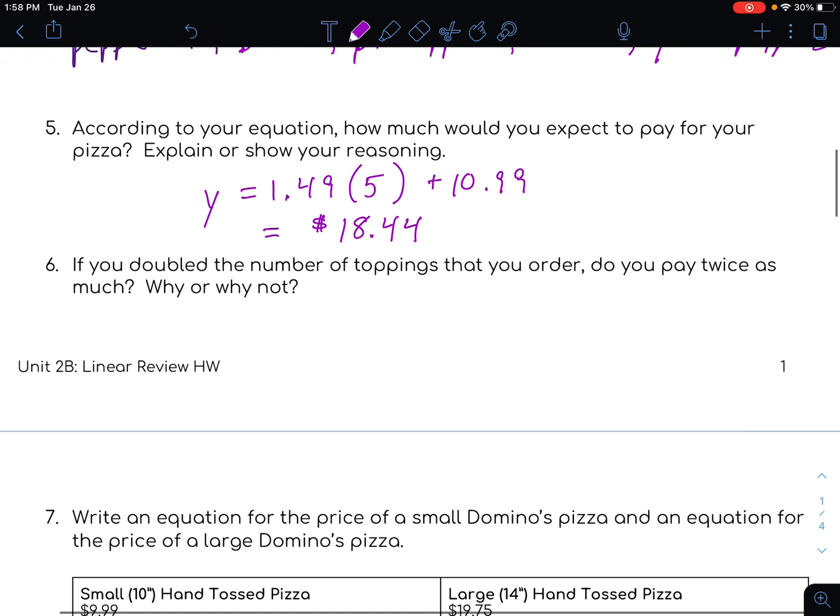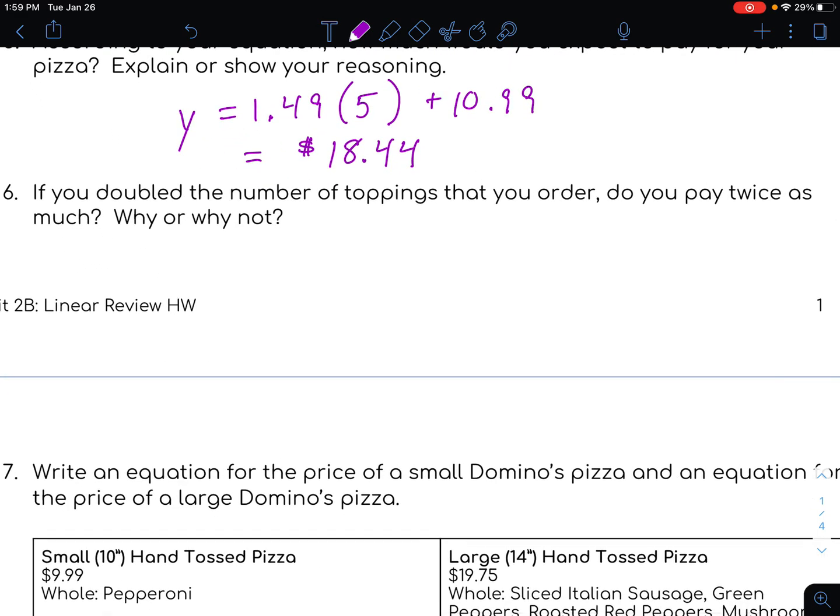If you double the number of toppings that you order, do you pay twice as much? Why or why not? Okay, so if we had 10 toppings instead of just 5 toppings, does that double our pizza price? Now, be thinking about that for a sec. Well, let's just put in our amount. Let's say we double the amount of toppings, so we have 10 toppings instead of 5. If I do that calculation, 1.49 times 10 plus 10.99, I end up with $25.89. So that's what our equation makes.